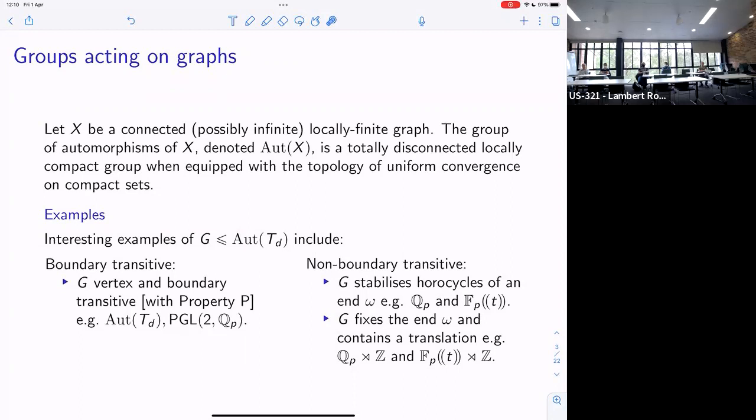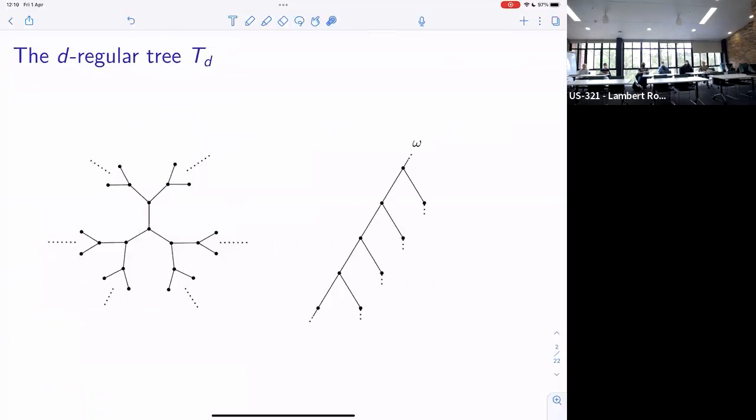And then on the non-boundary transitive side of the spectrum, there are groups such as groups that stabilize the horocycles of a boundary point omega. And so groups that stabilize horocycles of an end omega are groups such that every automorphism in that group fixes the end omega and also fixes another vertex in the tree. And whenever an automorphism fixes an end and a vertex, it always fixes the infinite path between that vertex and the end we're fixing.